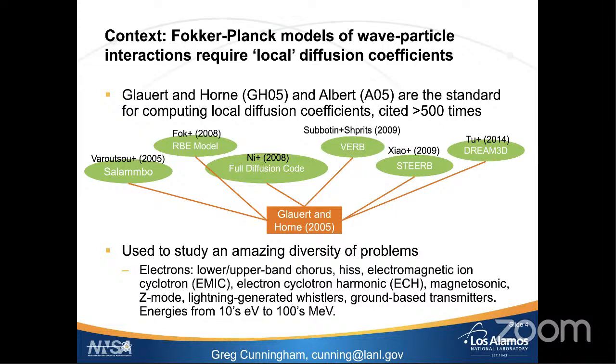These codes have been used to do hundreds of studies modeling the effects of a wide variety of waves like chorus, hiss, EMIC, ECH, magnetosonic, Z-mode, lightning-generated whistlers, and ground-based transmitters. The effects of the waves on the particles have been investigated for electrons ranging in energy from tens of eV to many MeV for Earth-based applications, and up to hundreds of MeV for radiation belts around Saturn and Jupiter. You can think of these codes as the leaves sprouting up from the branches of a tree, and the 2005 papers at the top of the trunk of the tree.